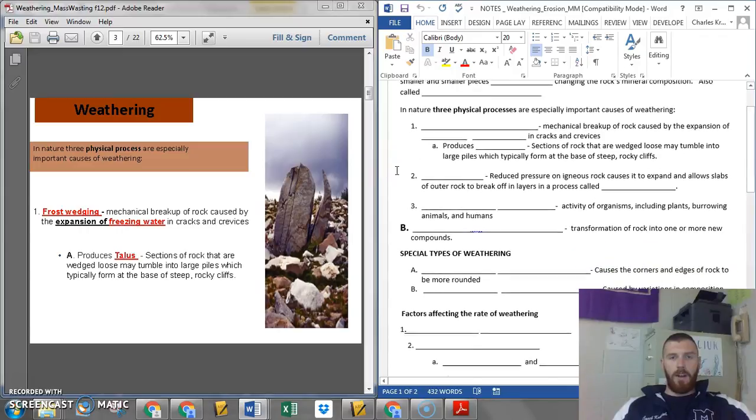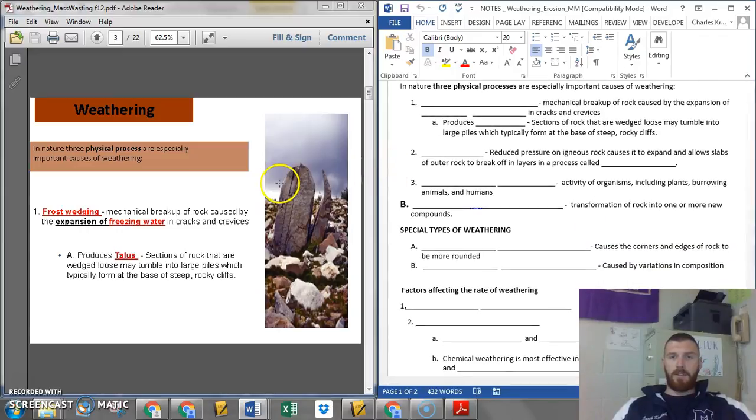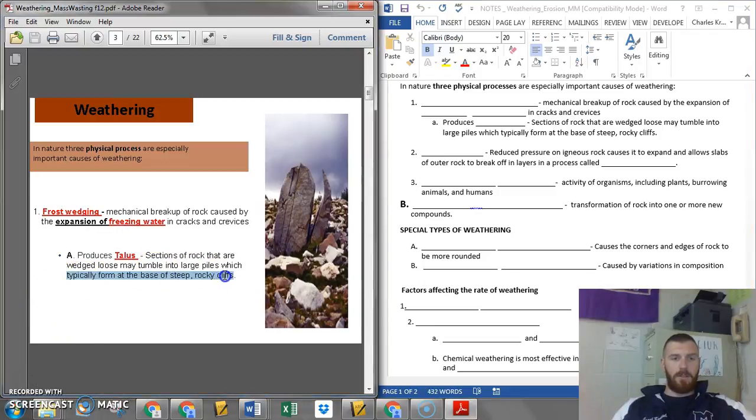So in nature, three physical processes are especially important in causing weathering. So we have frost wedging, which is mechanical breakup of rock caused by expansion of freezing water. As you should know, water expands when it freezes. So water can get inside tiny cracks in rocks, and as it freezes, it pushes that rock apart. So it produces talus, which are sections of rock that are wedged loose and may tumble into large piles, which typically form at the base of steep rocky cliffs. And there's an example right here.